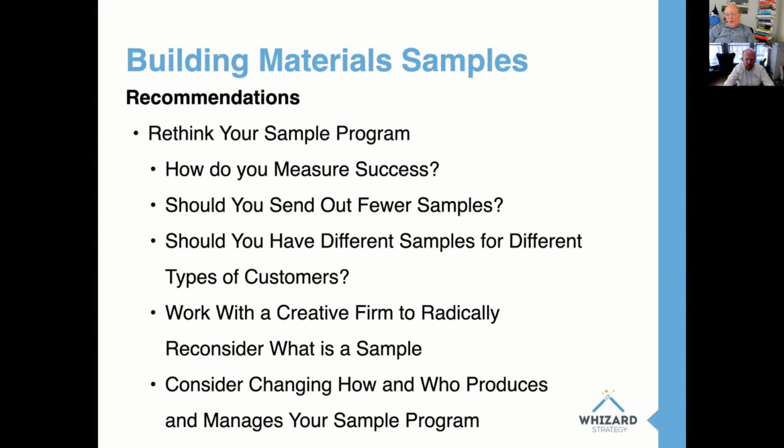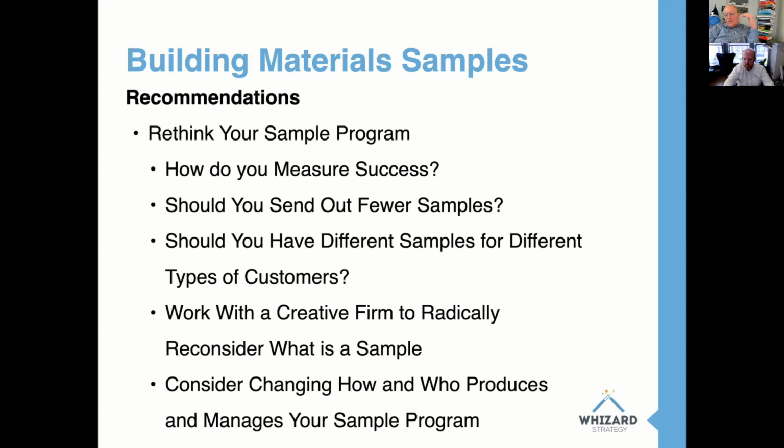Overall, what Benjamin and I are both trying to get across to you is to just rethink your sample program. Ask yourself, how do you measure success? Should you send out fewer samples? Should you have different samples for different types of customers? I would recommend that, too many building material categories have kind of fit into a mold of this is what a sample looks like for this type of product. We all kind of look the same with different logos. I would recommend that you work with a creative firm to radically reconsider what a sample is for your type of product.